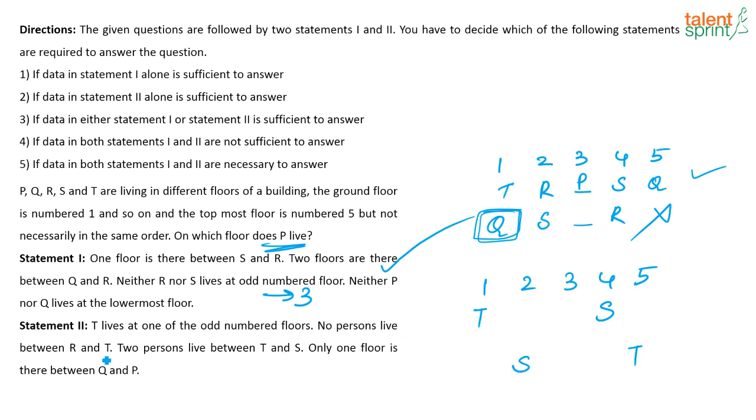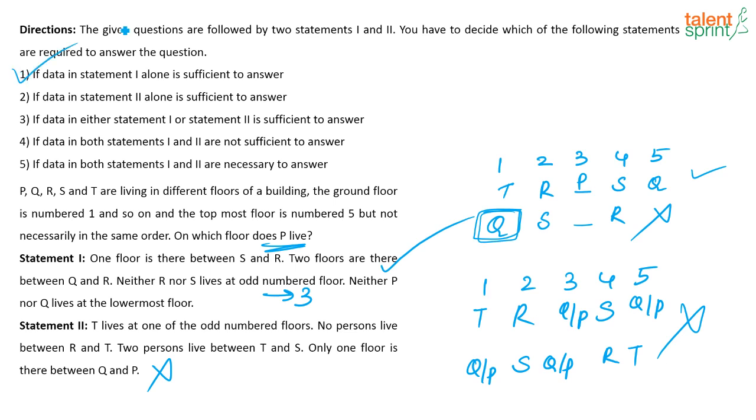Now, no people live between R and T. So this can be R in this case. Only 1 floor is there between Q and P. So where can Q and P come? See, QP can be here, or here. Now, which is the exact floor of P? I cannot find out the exact floor of P using the second statement. So only using statement 1 I am able to get the answer.